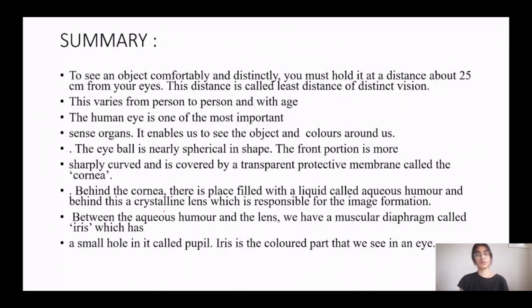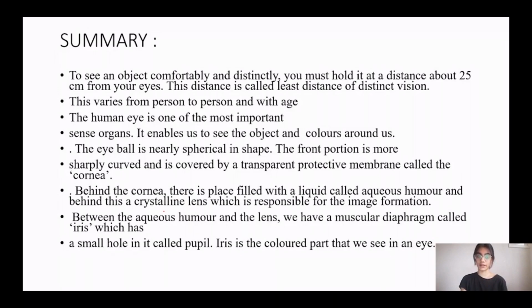Then we came to the human eye and the colorful world's introduction, and we saw that if you want to see an object clearly, comfortably, and distinctly, you must hold it at a distance of about 25 centimeters from your eye. But this distance, called the least distance of distinct vision, varies from person to person, and it also varies with age. The human eye is one of the most important sense organs, and it enables us to see the objects and colors around us. The eyeball is nearly spherical in shape.